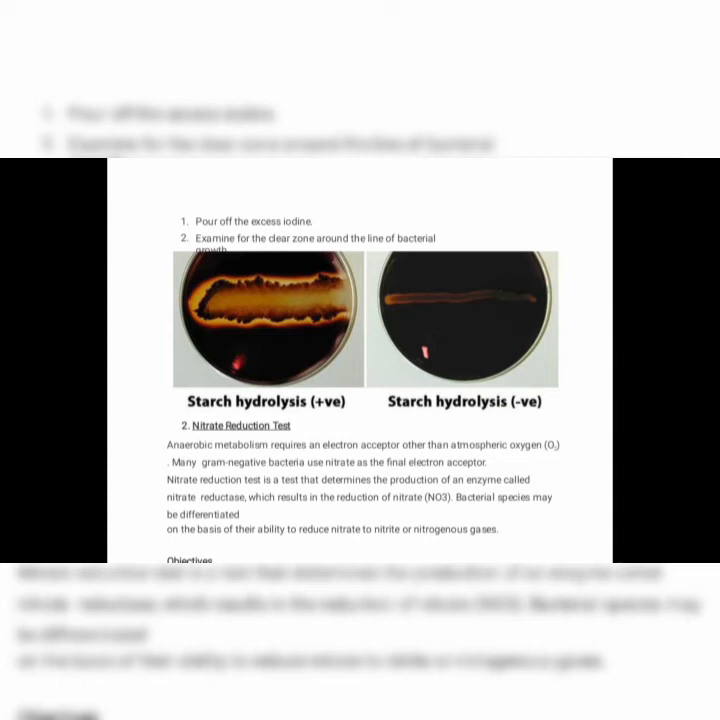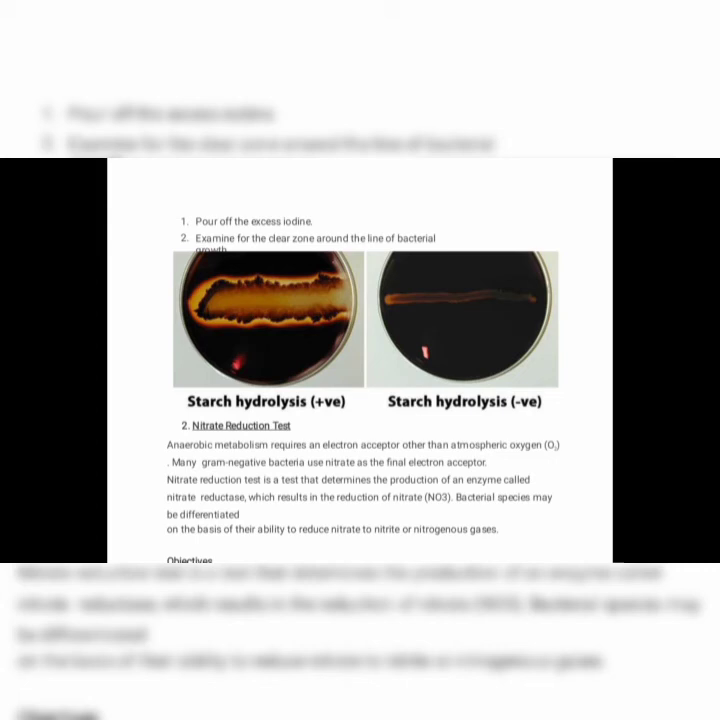And if there is no clear zone, that means starch was not hydrolyzed by the bacteria. The bacteria was starch hydrolysis negative. Meaning to say, the bacteria doesn't have amylase or oligo 1,6 glucosidase. So this will show that it is a starch hydrolysis negative test.